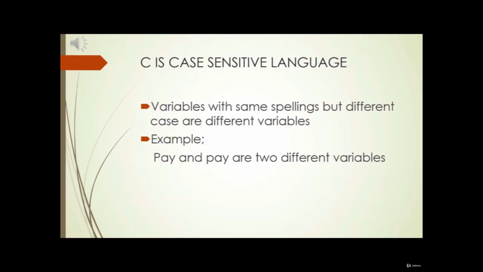So, these were some rules, and let us discuss that C is a case sensitive language. Variables with the same spellings but different case are different variables. For example, the pay with a capital P and the pay with a small p are two different variables, so you have to take care while declaring a variable.